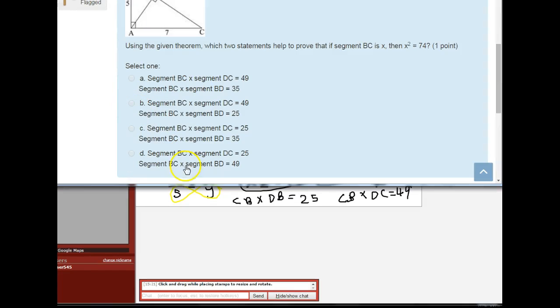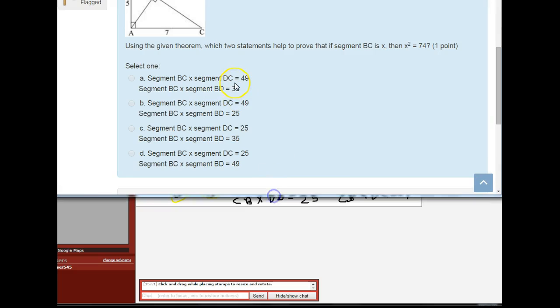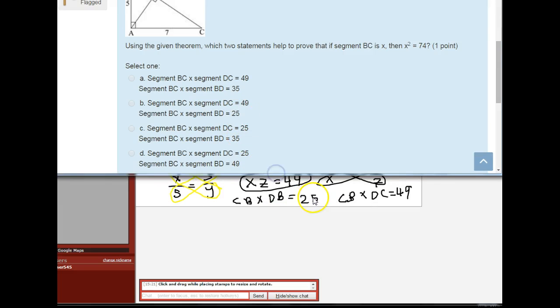Okay, I just brought back the exam and looked through these answers. You're going to be able to eliminate the ones that have the 35 in them. Those two, you don't even look at. So it's either this one or the bottom one. Let's look at this one: BC times DB is 25. That looks good. Let's check the other line: CB times DC equals 49.